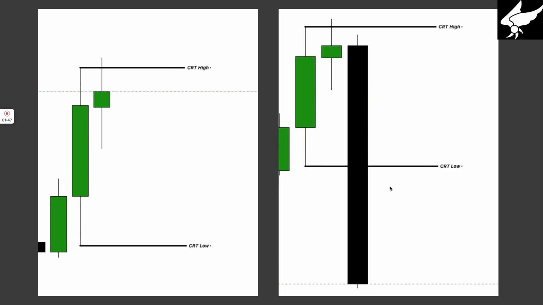So, let's review this. The first candle drew the range, accumulation. Second candle wicked above the high, bearish. We wicked above, we did not close above. Turtle soup, manipulation. Third candle must be distribution. Distributing where? To the opposing end of the range.